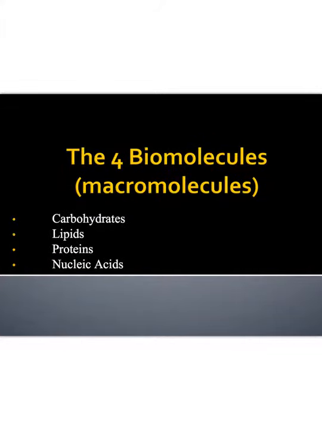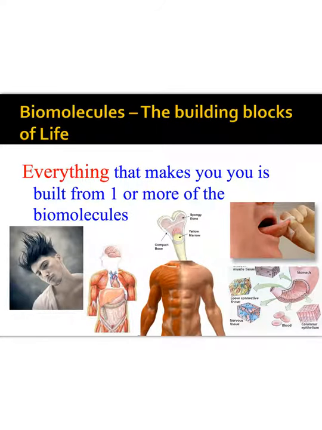Okay, so first we have 4 major biomolecules. Another term that you might see is called a macromolecule. Macro is a word meaning big. So macromolecules are big molecules, and biomolecules are big molecules. So the 4 main biomolecules we're going to talk about are carbohydrates, which are your sugars, lipids, which are fats, proteins, and nucleic acids. Okay, so I just told you that you're made up of biomolecules. Well, every living organism is made up of biomolecules. Biomolecules are the building blocks for life.